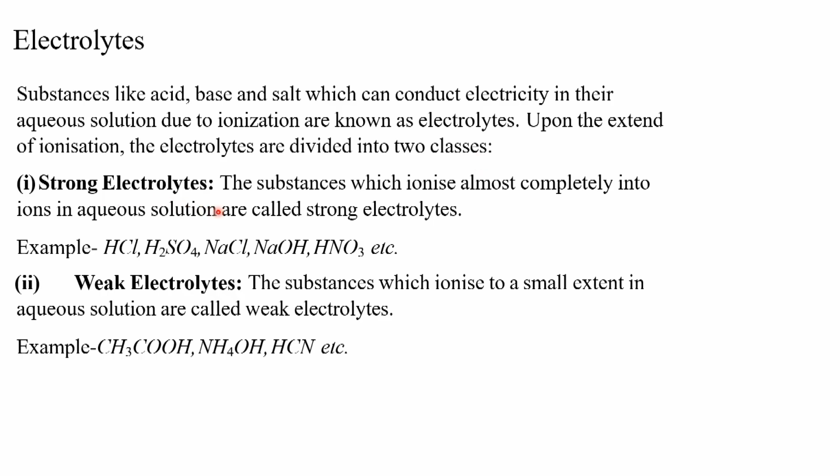One is strong electrolytes. The substances which ionize almost completely into ions in aqueous solution are called strong electrolytes. Examples are HCl, H2SO4, NaCl, NaOH, HNO3, etc. And the next one is weak electrolytes. The substances which ionize to a small extent in aqueous solution are called weak electrolytes. For example, acetic acid, ammonium hydroxide, hydrogen cyanide, etc.